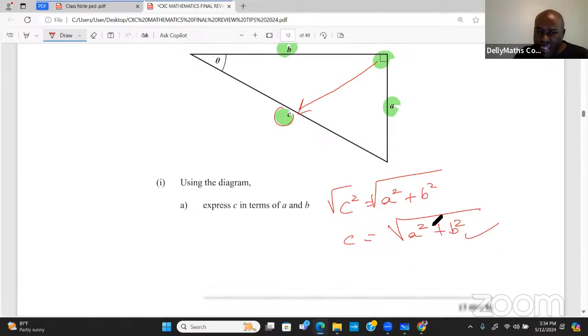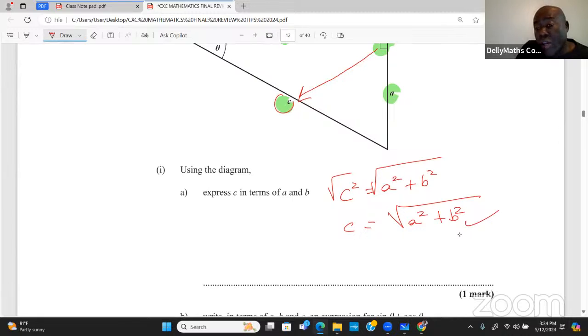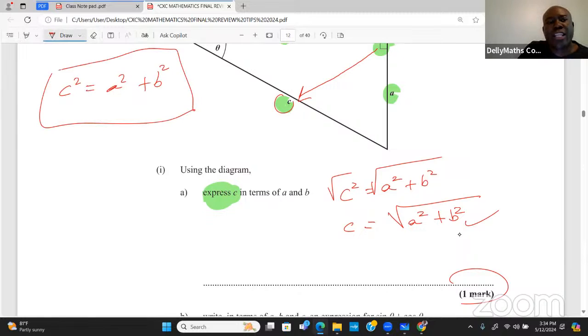Now, if you do not take the square root, I don't believe you're going to get that 1 mark. You have to nail it, because following the instruction is very important. Express C. We started off with C squared equal to A squared plus B squared, and C squared is not C. You want to make sure that you're not falling into a trap and running off. Give the question what they desire. Very straightforward and simple. Now, let's keep going.